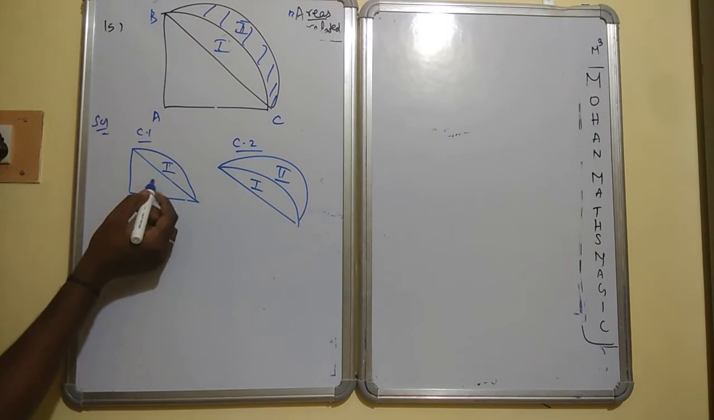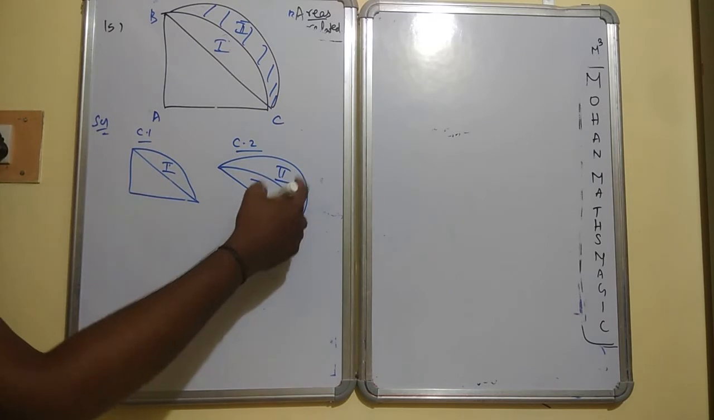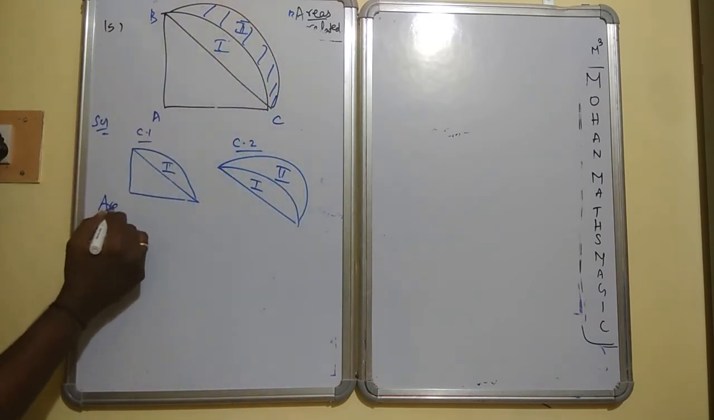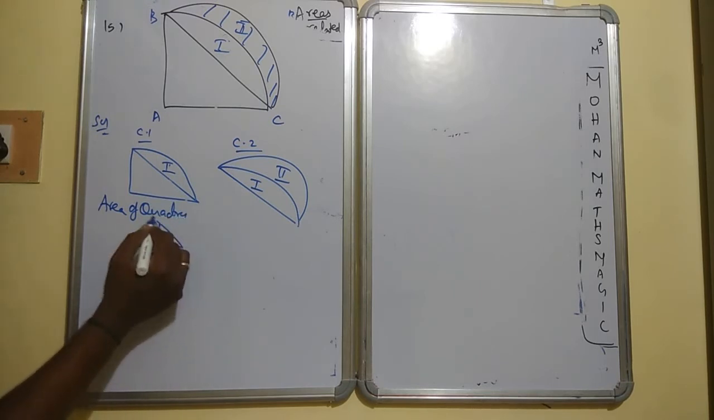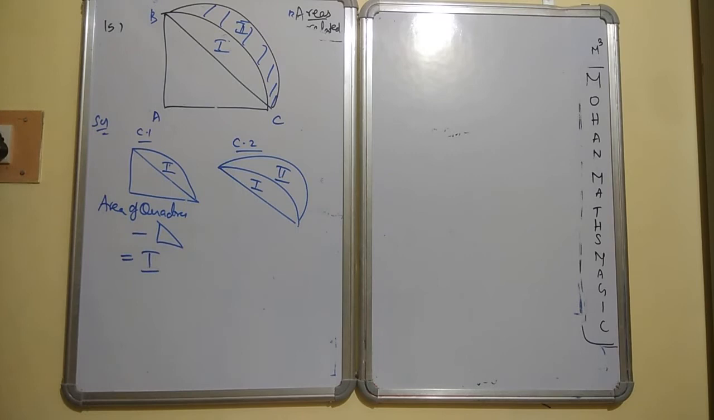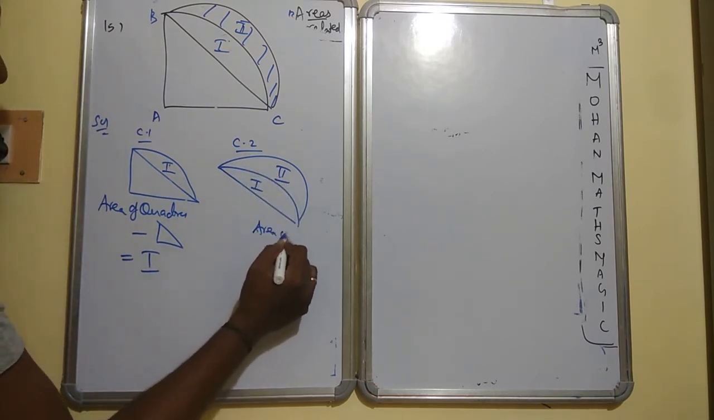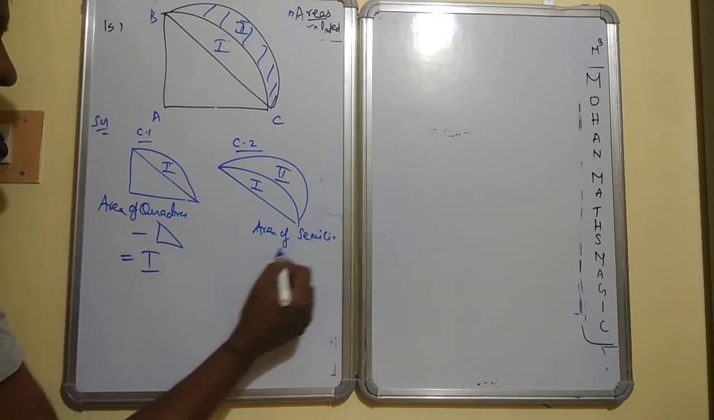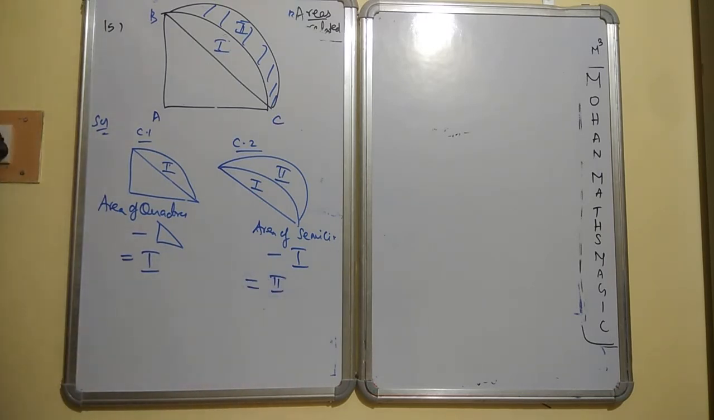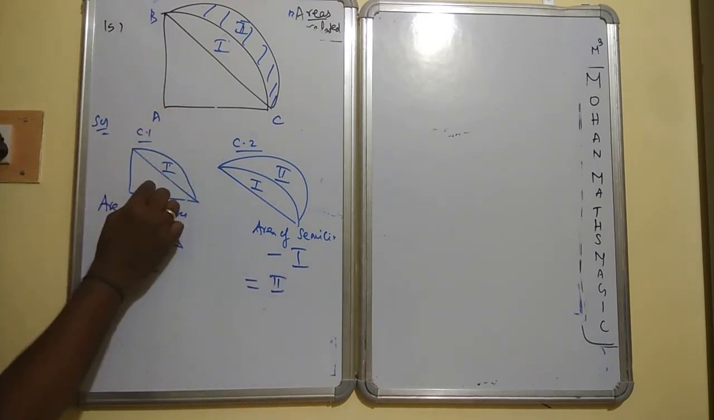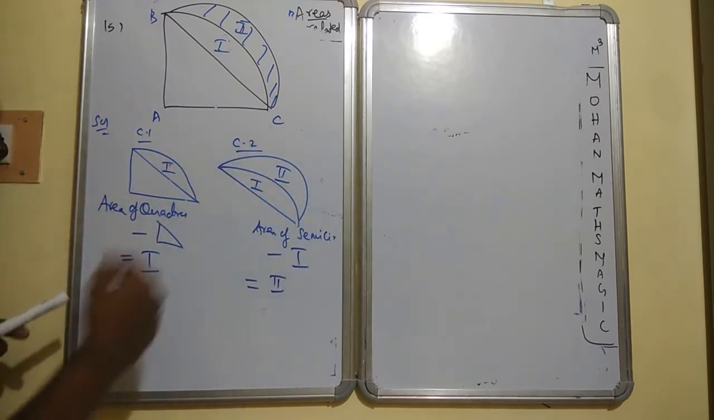Now, case number 1. Area of the quadrant minus triangle, I will get the first part. Area of the semicircle minus first part, I will get the remaining shaded portion. I repeat. Case number 1: area of the quadrant minus right angle triangle, I will get the first portion region. Second, these are important: area of semicircle minus first region, I will get the second part. Think twice.